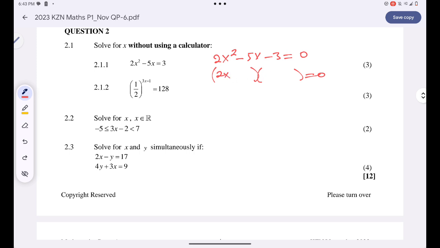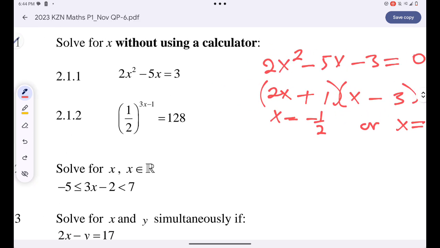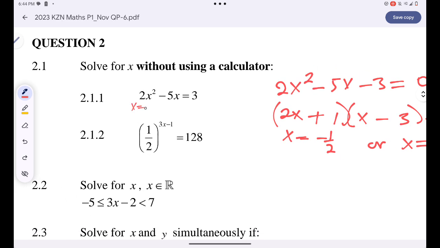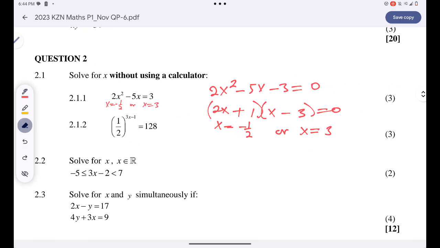And then what you can do over here is to just factorize. I'll have 2x, x, and I'll have 3 and 1. I'll have minus and plus. Then x is just equal to negative half, or x is 3. So x is just equal to negative half, or x is equal to 3. Okay, now let's move to the second one.